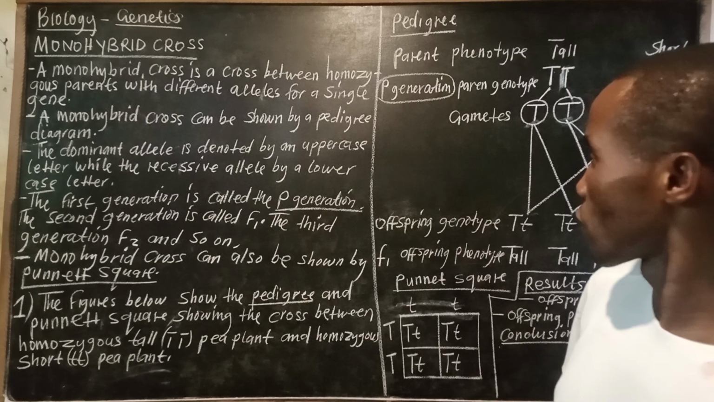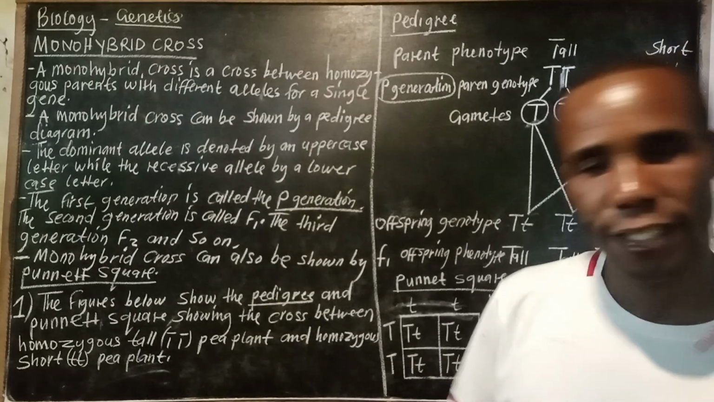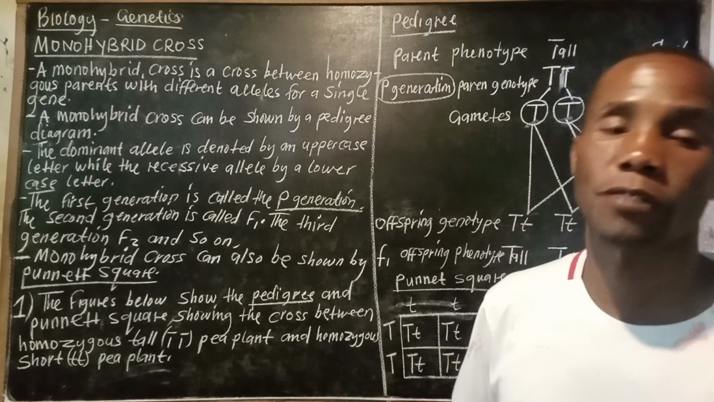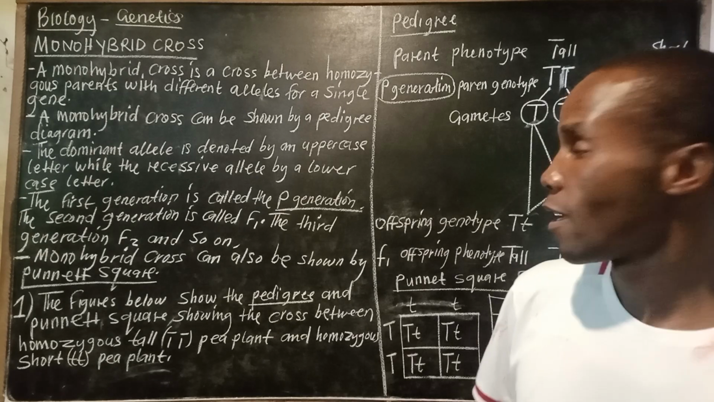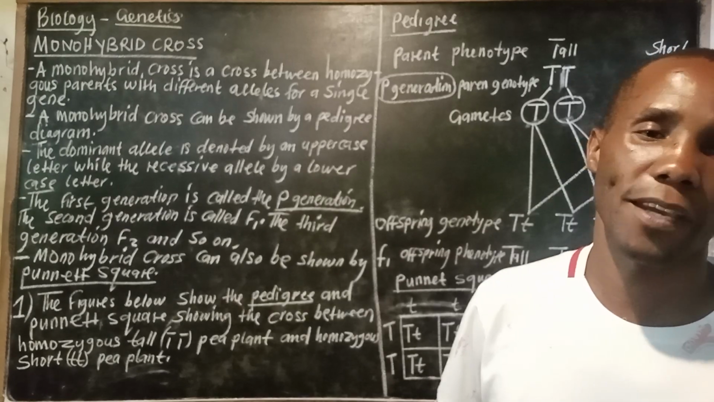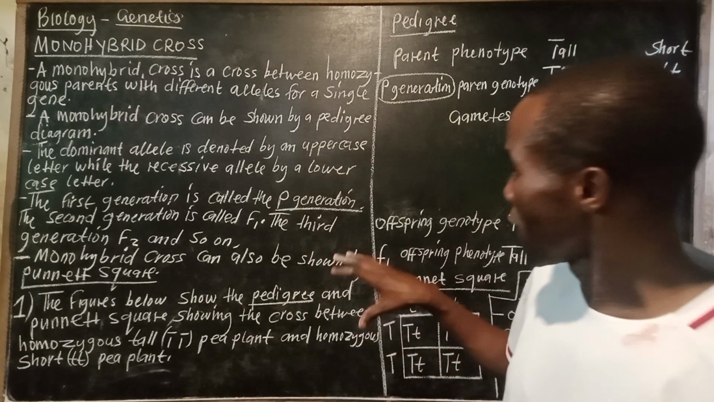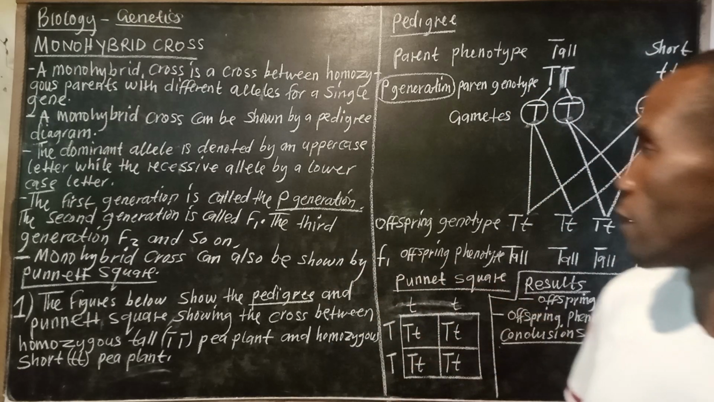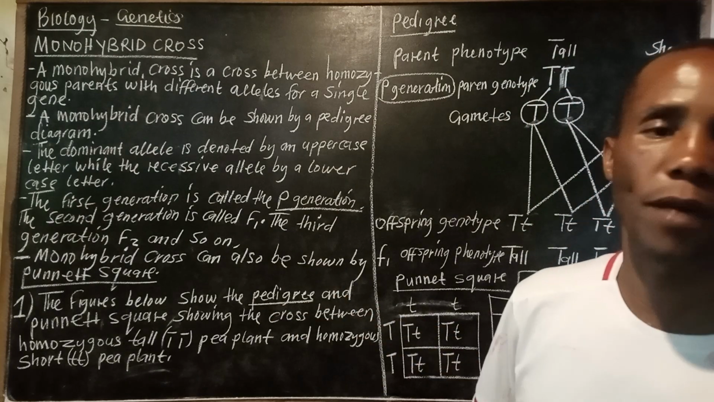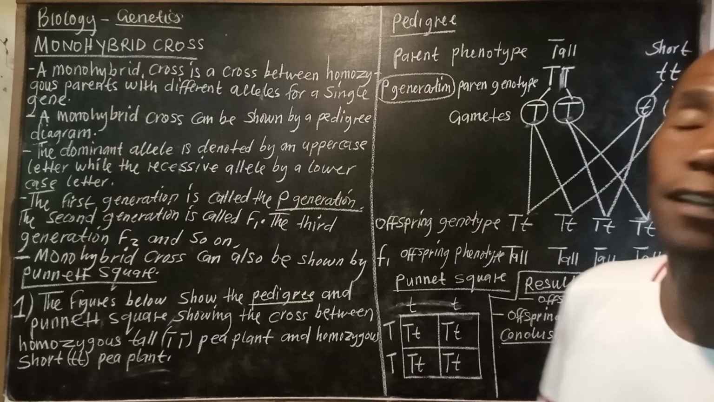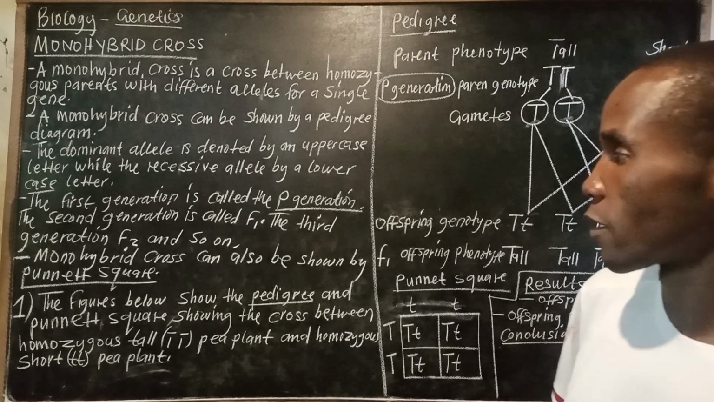A monohybrid cross can also be shown by a Punnett square. Remember, pronunciation depends on where you come from; what really matters is the spelling. So that is Punnett square. Meaning a monohybrid cross can also be shown by a Punnett square. Apart from the pedigree or genetic diagram, you can also use a Punnett square.